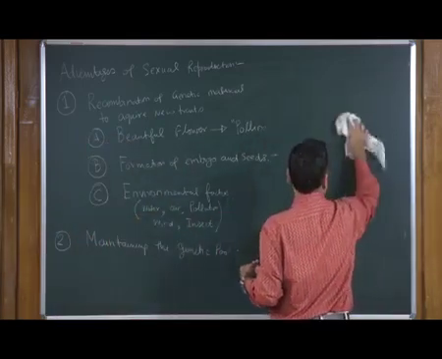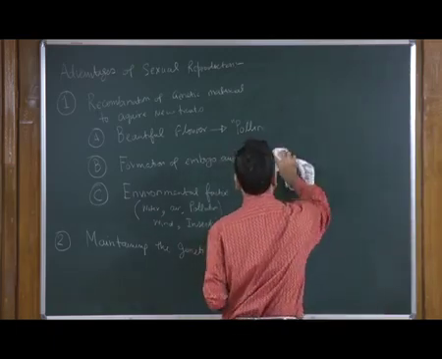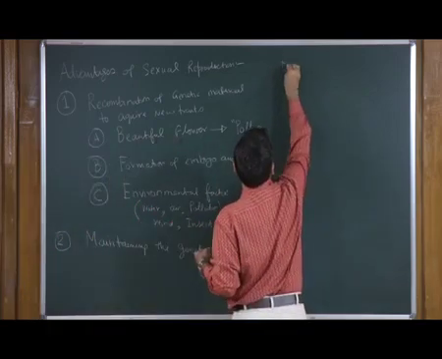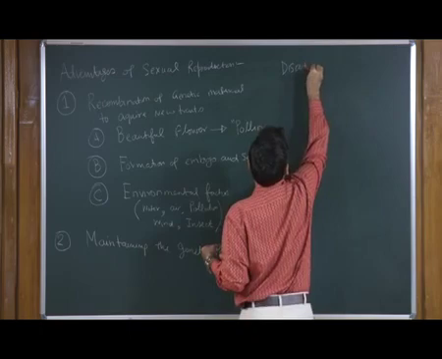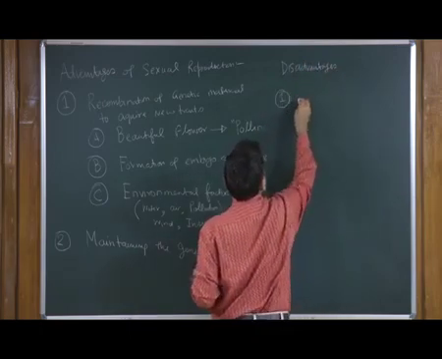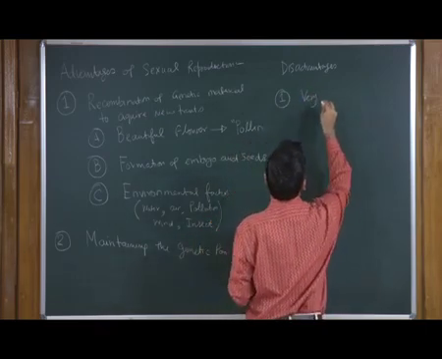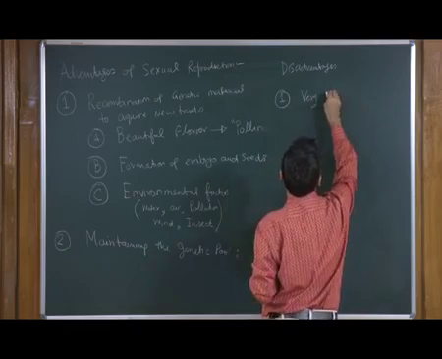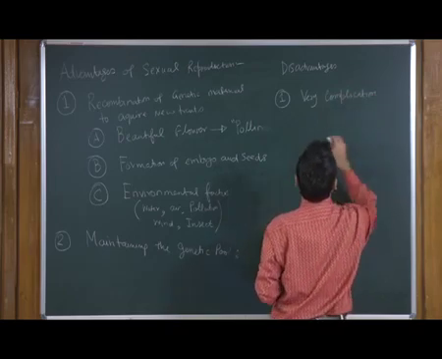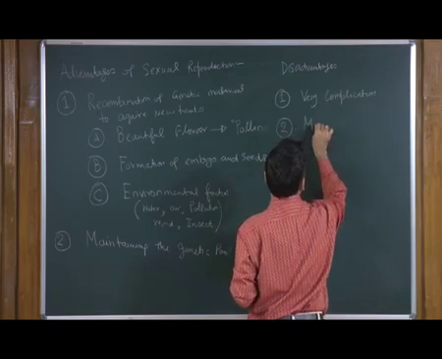Now, if there are so many advantages, there are also disadvantages of going for sexual reproduction. What are the disadvantages of sexual reproduction? One of the major disadvantages of sexual reproduction is that it is very complicated. It involves many steps.